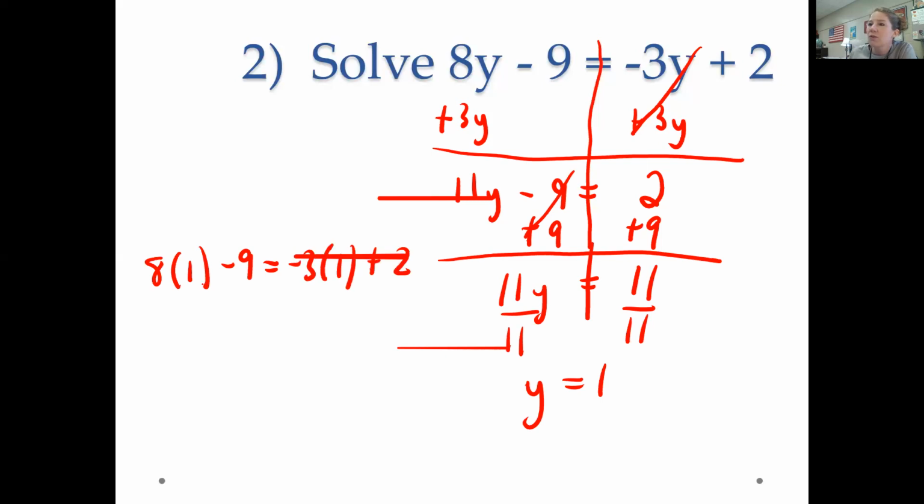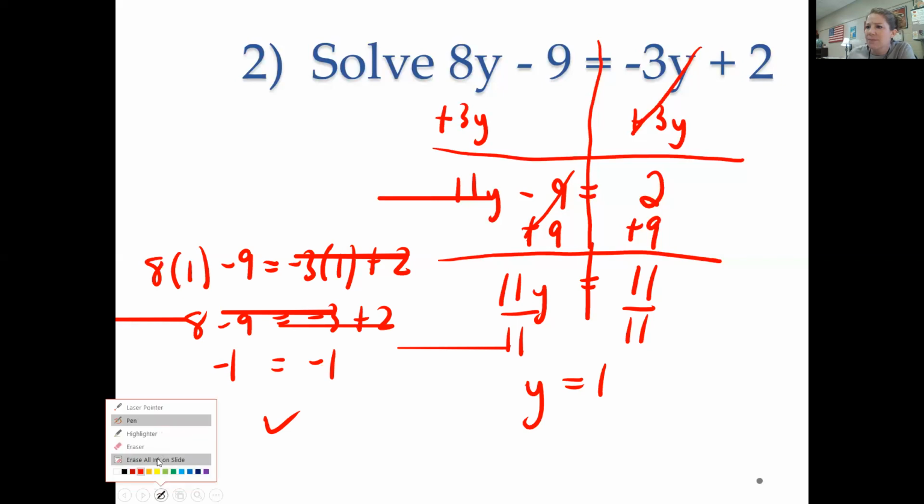Plus 2, so 8 times 1 is 8 minus 9. Negative 3 times 1 is negative 3 plus 2. So this is going to give me an answer of negative 1 is equal to negative 1. And that's the answer. I don't know what's going on with all those crazy lines. Y'all just have to ignore it.